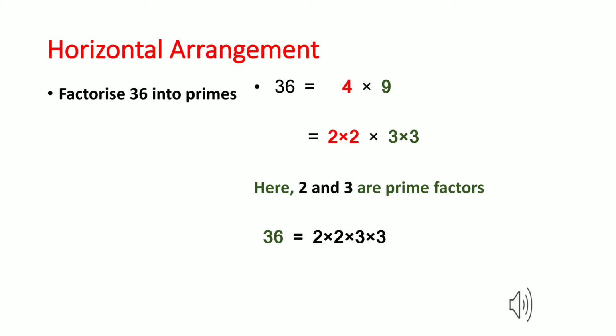Here 2 and 3 are prime factors. So we cannot factorize again. So we get 36 is equal to 2 into 2 into 3 into 3.